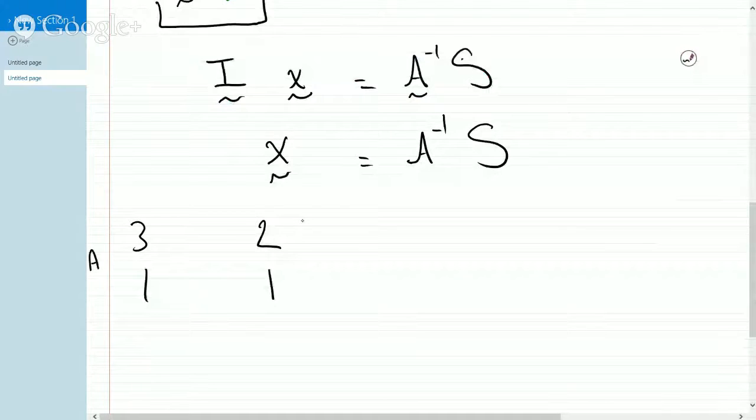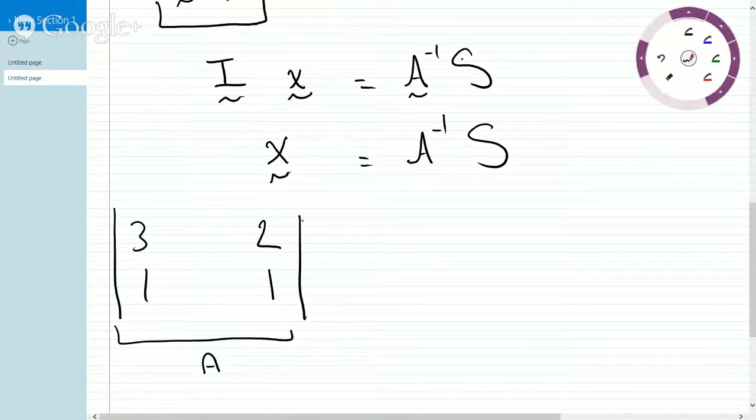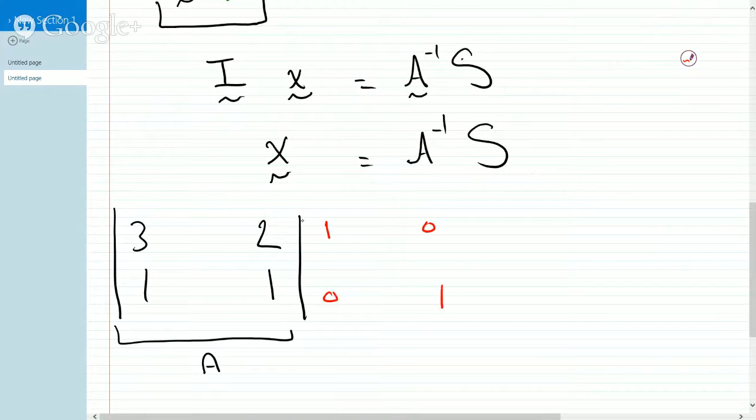And so I will find the inverse now. So this is matrix A. Let's change the color. So we have 1, 0, 0, 1. And now I need to make this a 1. So like you say, I can either multiply row 2 by minus 3 and add it to row 1, or I could just simply say row 1 divided by 3.